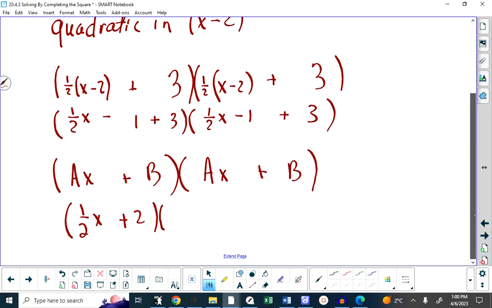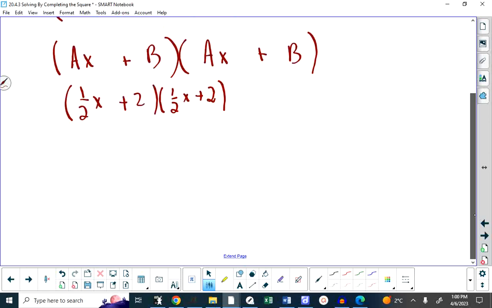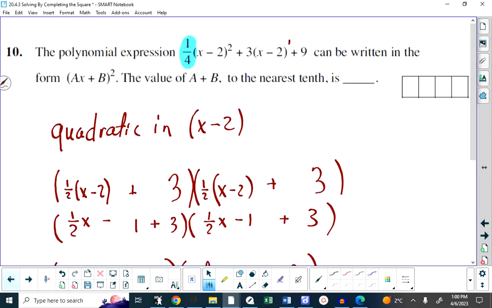So rather than writing 1/2 x plus 2 times 1/2 x plus 2, we can write 1/2 x plus 2 quantity squared, and now it's ax plus b quantity squared. We can see that a is 1/2 and b is 2. Are we asked for the sum of a and b? So we're going to take 1/2 plus 2 and get 2.5. Can we just confirm, does the answer say 2.5? Okay, good.